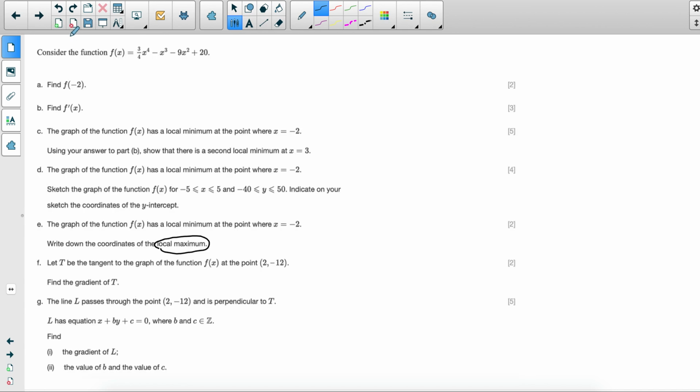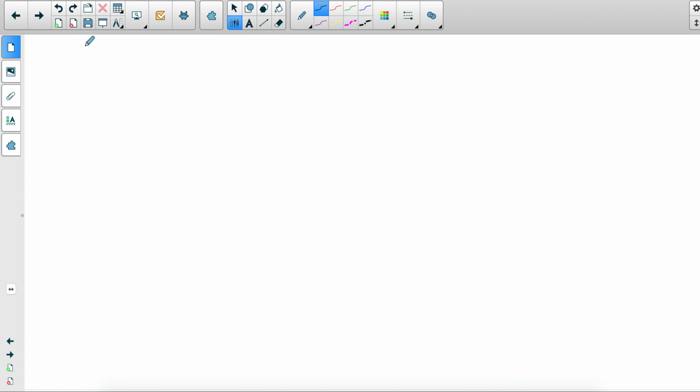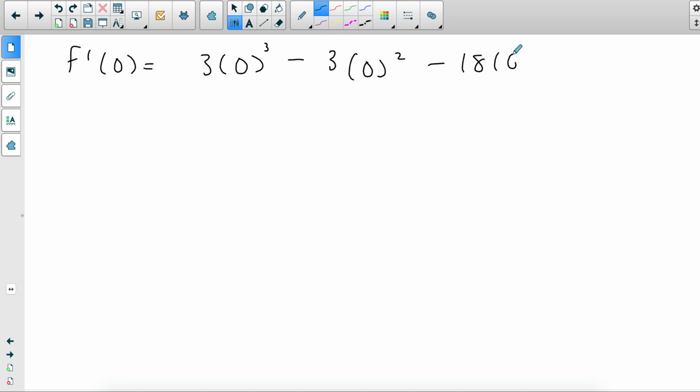So I'm going to show you 2 methods for this. You could test it immediately. You could immediately substitute in the derivative. You could substitute 0 in there, so 0 cubed minus 3 times 0 squared minus 18 times 0. And you'd notice that they all give you a 0, so it ends up with 0. And the derivative at that is 0, which means it's a stationary point, a local maximum.